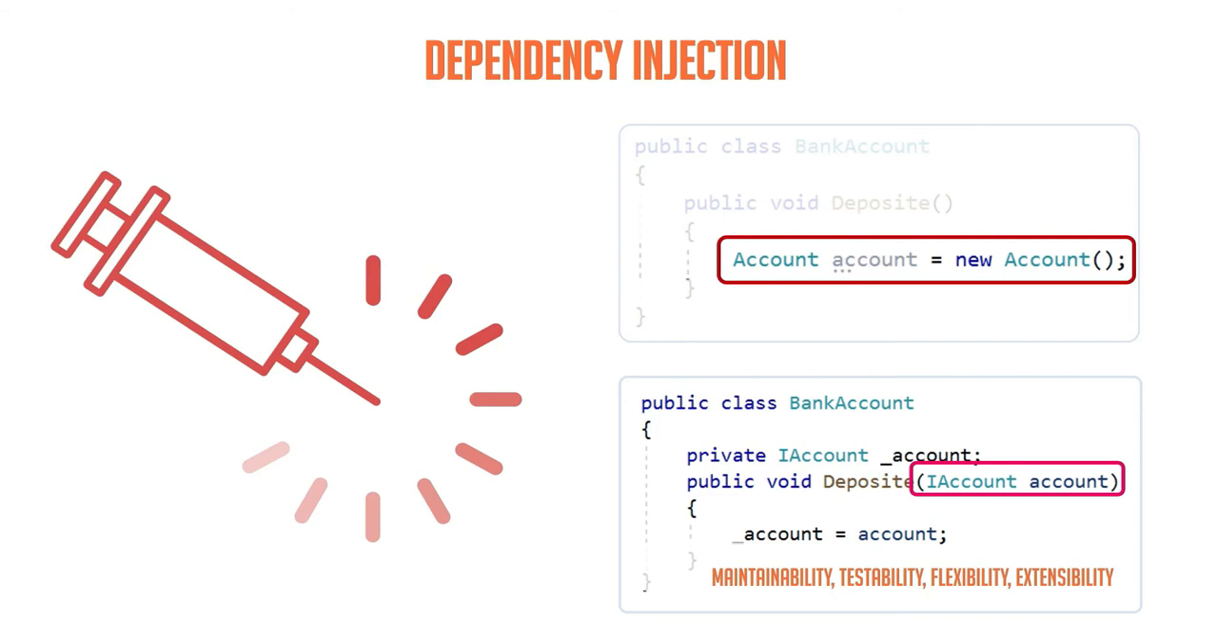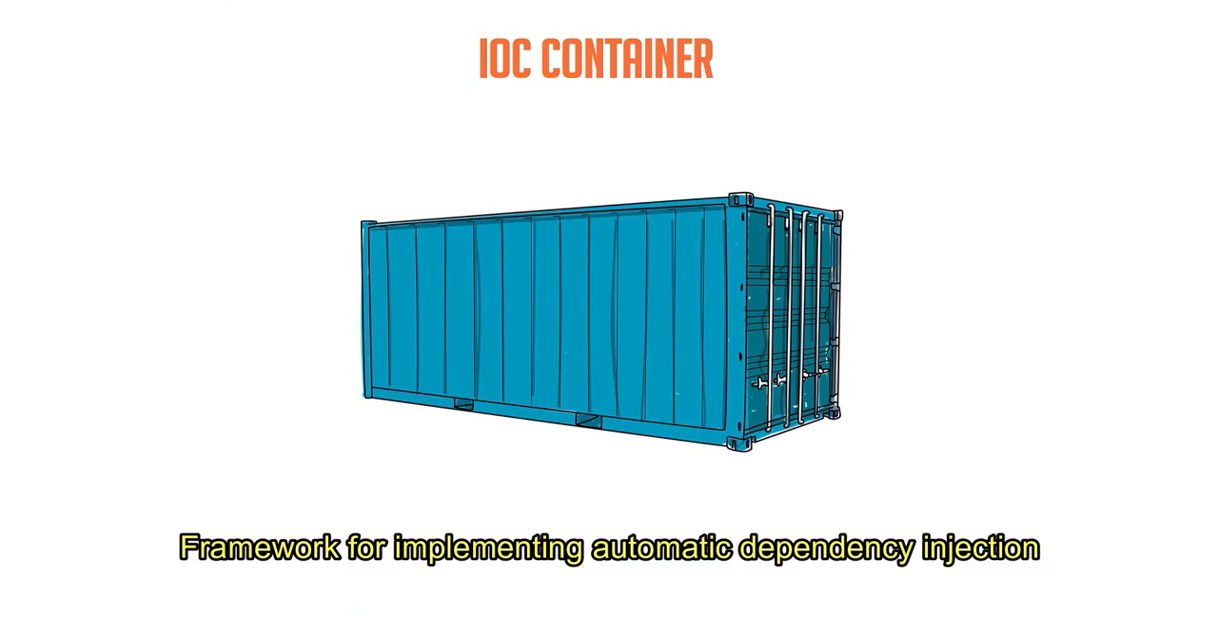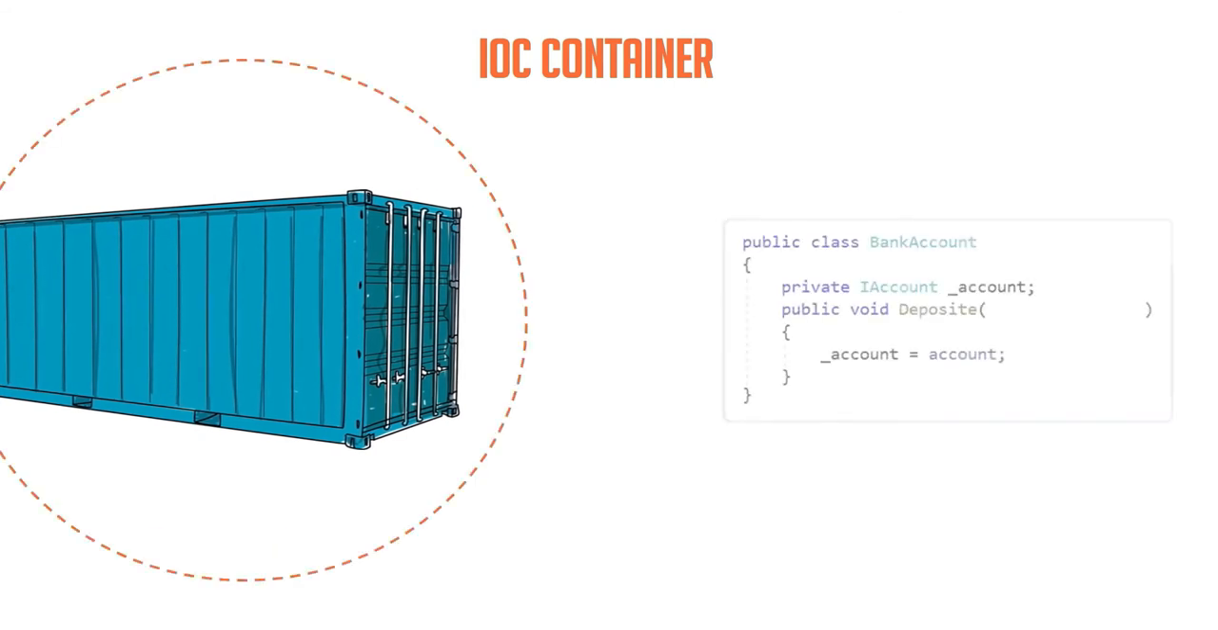Now, let's quickly look at the IoC container. An IoC container is a framework for implementing automatic dependency injection. The container creates the dependencies of the given class and injects them automatically when required at runtime and disposes of them at the appropriate time. This is done so that we don't have to create and manage objects manually, including their lifetime.